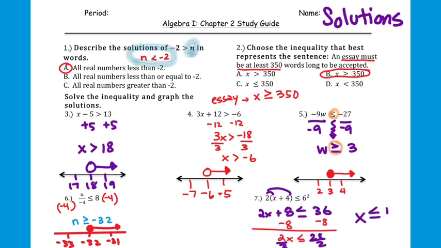On number 7, I have to distribute first. Let me back that up a little bit for you. I distribute, and I also resolve that 6 to the second power is 36, because 6 times 6 is 36. Then I need to solve, so I subtract the 8 from both sides, getting 2x is less than or equal to 28, and I divide. Once I divide, I can go ahead and graph. It's equal to, so I have to shade it in.